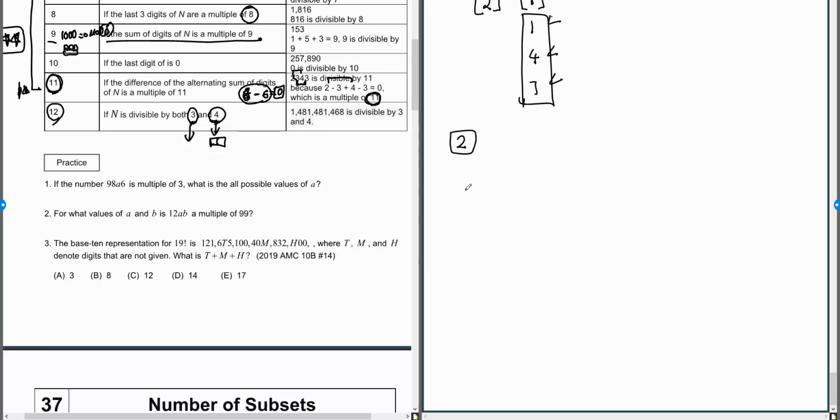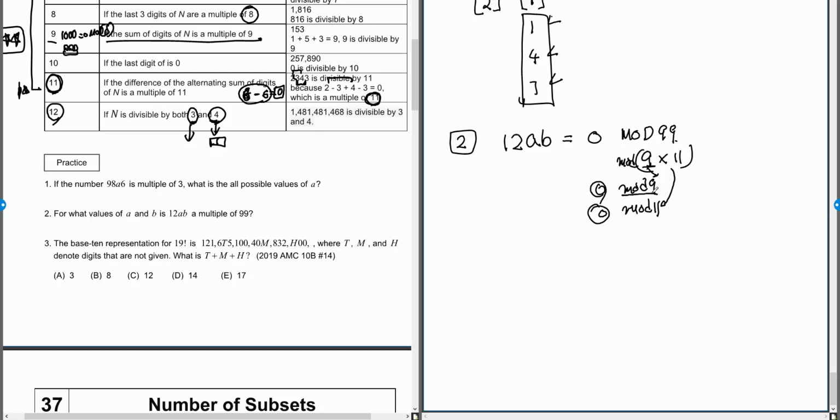For what values of A and B is 12AB a multiple of 99? That is 0 mod 99. 99 is 9 times 11, right? By the rule, it should be 0 mod 9 and also 0 mod 11. You can separate them. Now let's find out.